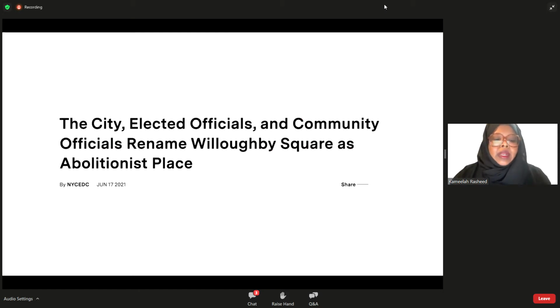Another update that I wanted to share is that many of you may remember that originally the site was called Willoughby Square. It was made public on June 17, 2021, about 6 or 7 months ago, that the location has been renamed as Abolitionist Place. That is in honor of the abolitionist history in that area and the larger abolitionist history of Brooklyn. So again, no more Willoughby Square. We are now calling it Abolitionist Place.